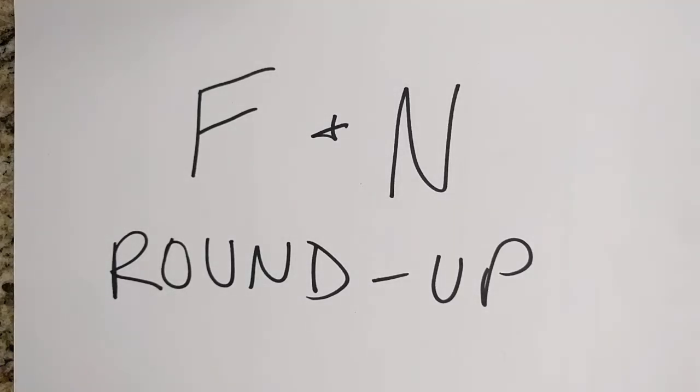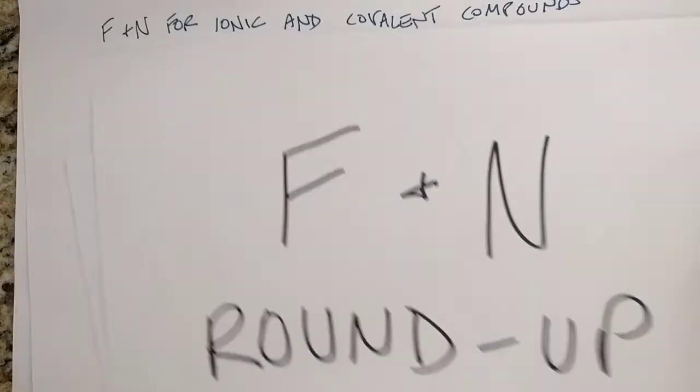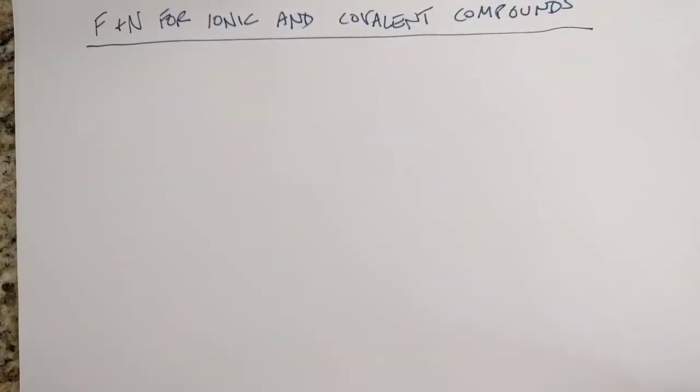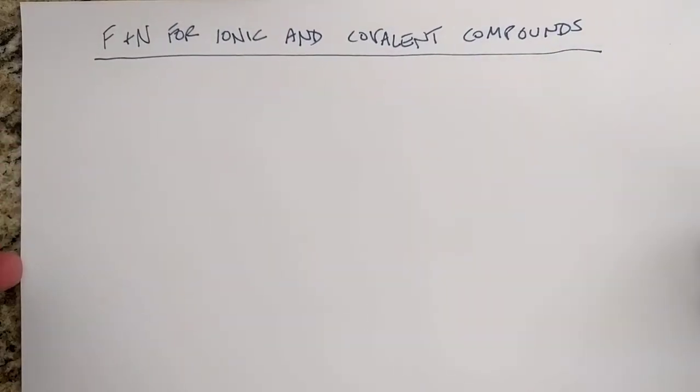This lesson is what I'm calling an F&N Roundup. So you will need your periodic table of ions, and your polyatomic ion chart. We're going to do both ionic and covalent compounds. We're going to make a flow chart here for how we're going to be able to name our compounds properly.